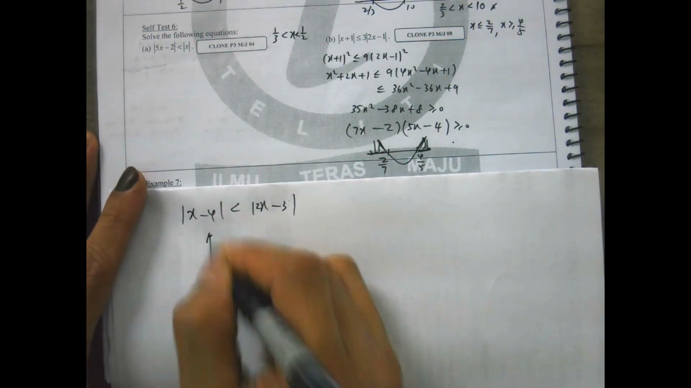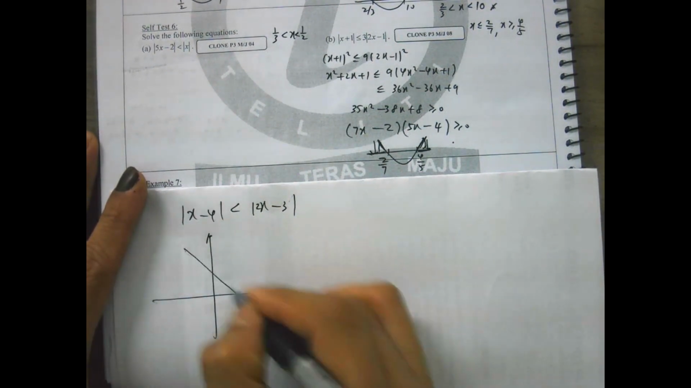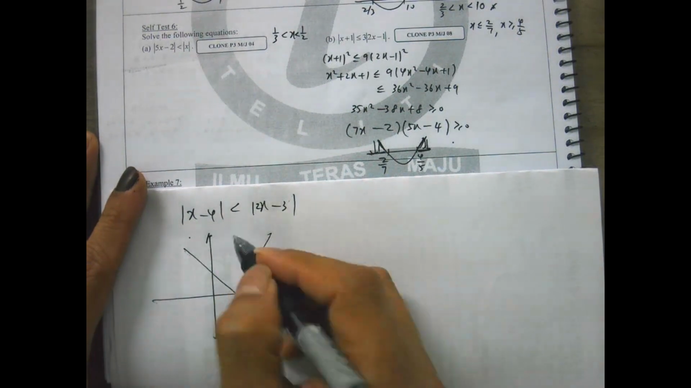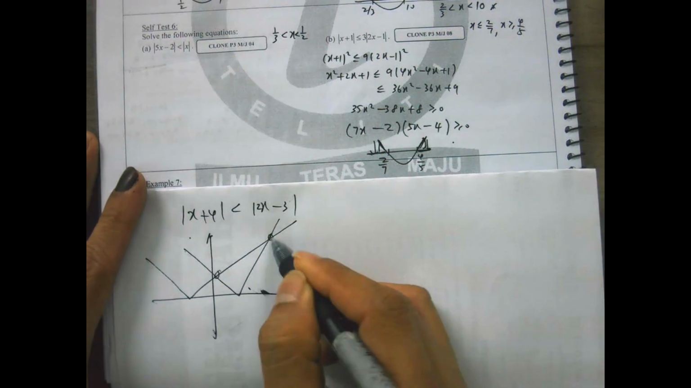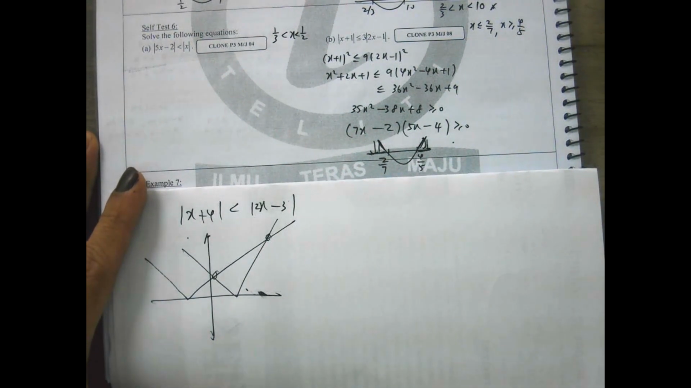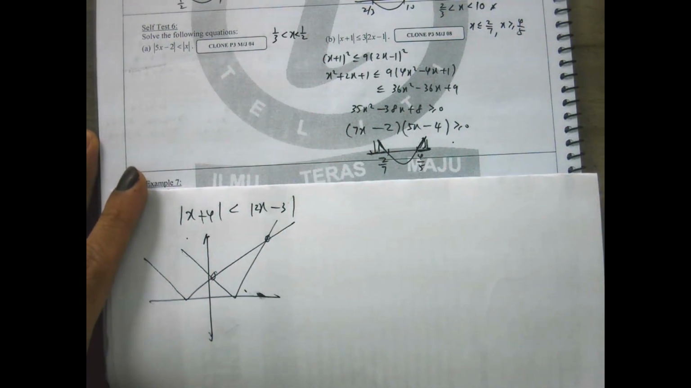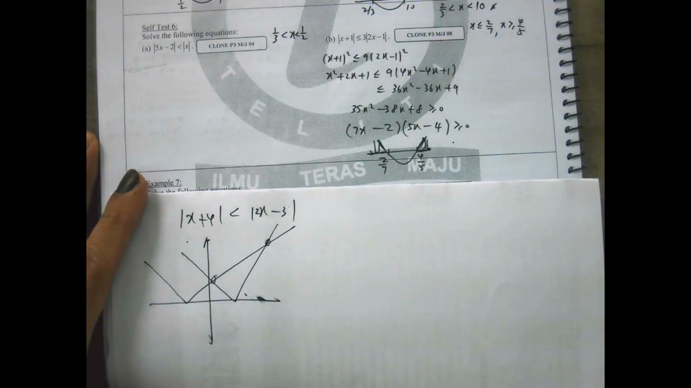We know the graph will intersect at 2 points. One like that, let's say second one, maybe I put like this. They will intersect at 2 points. No matter how I draw it, it will intersect at 2 points. So when I use squaring, I can solve it. I will get 2 answers.